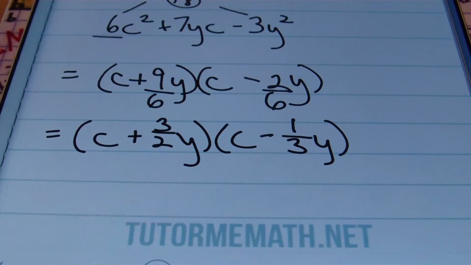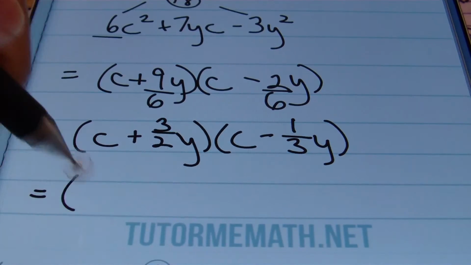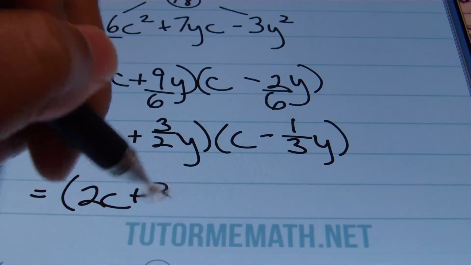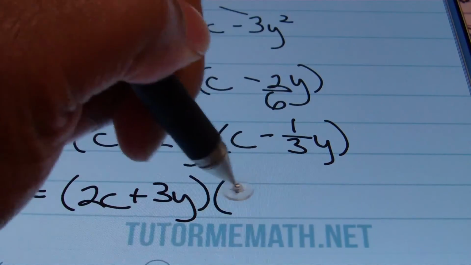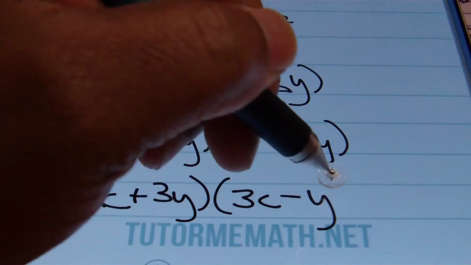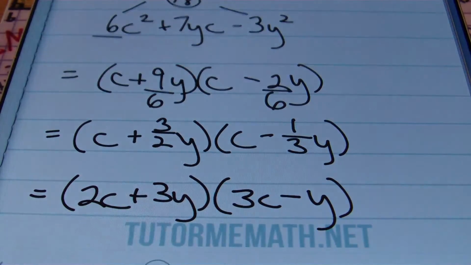All right, great. From here, any remaining denominators are going to go in front of my variable. So therefore, I'll have 2c plus 3y times 3c minus y. All right, so I have everything factored now. However, c is not a part of my original problem, so that means I'll need to replace this c with that value of x minus 1 that I replaced it with. All right, so let's move on.